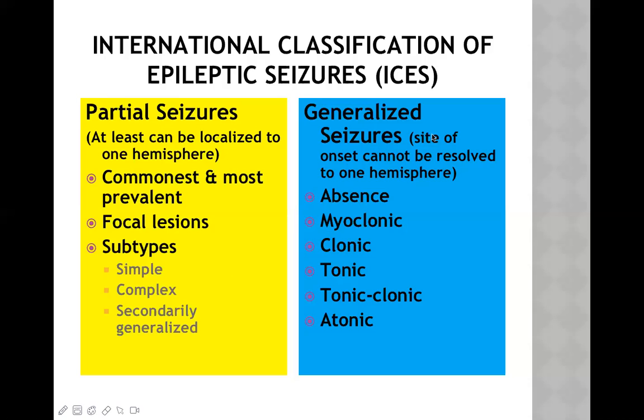Regarding the generalized, the site of onset cannot be resolved to one hemisphere. That's why it is generalized. It is well spread to the whole brain. That's why the whole body would be shaking as a seizure. Or it depends; in case of absence seizure, there's no shaking, isn't it? But I'm talking about the majority of cases. Myoclonic seizure, clonic, tonic, tonic-clonic, and atonic. So these are the different types of generalized seizure.